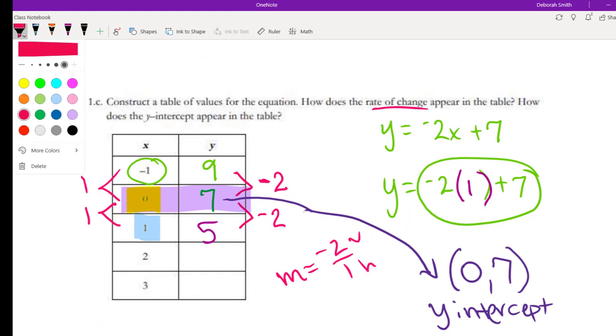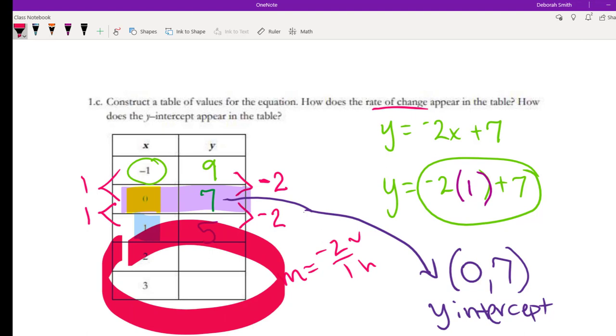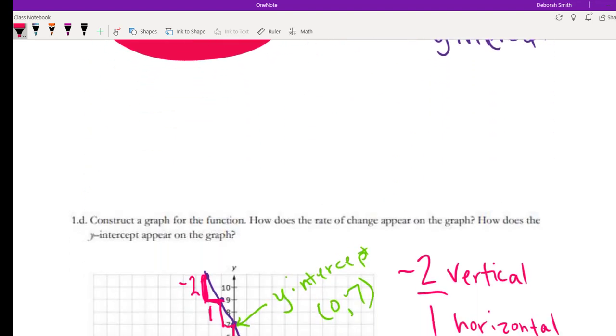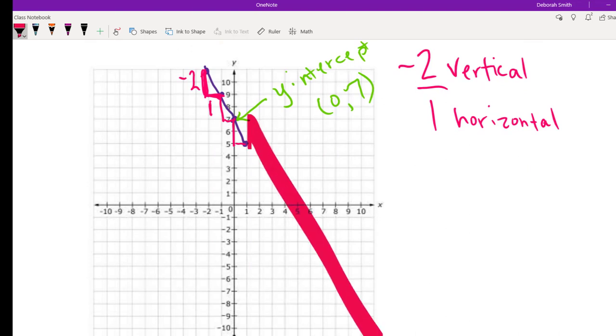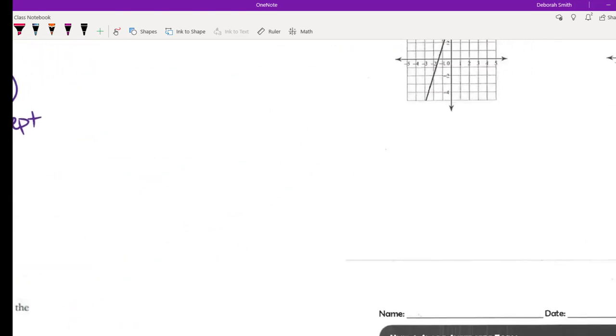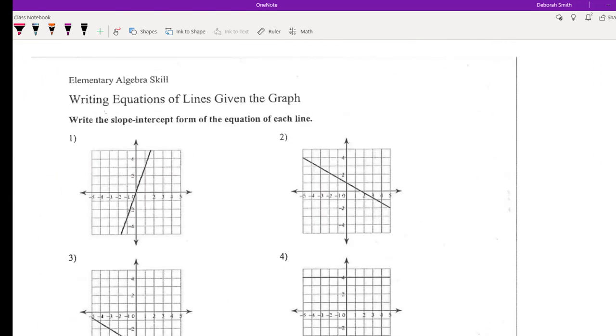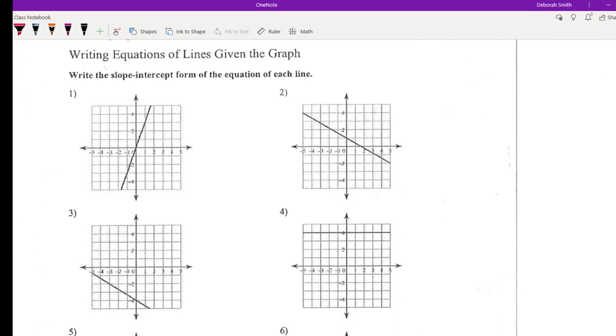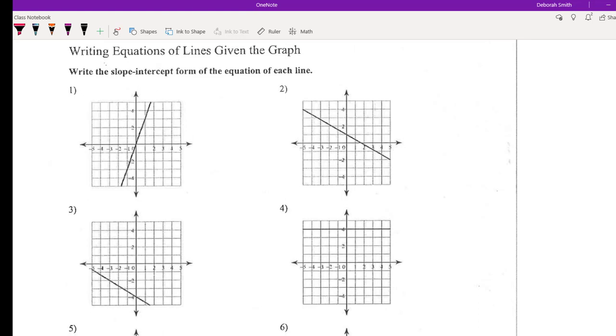You will need to finish this, and then you will need to finish the rest of this graph. Where is the rest of those points? Okay, and that's all I have for this part. Let's scroll over to this next page. I'll do a couple of these with you, and then you're free to do the rest on your own.